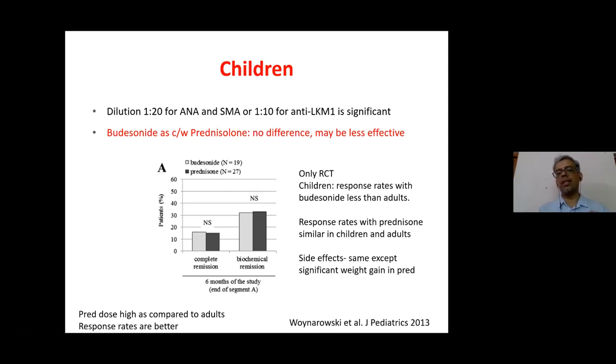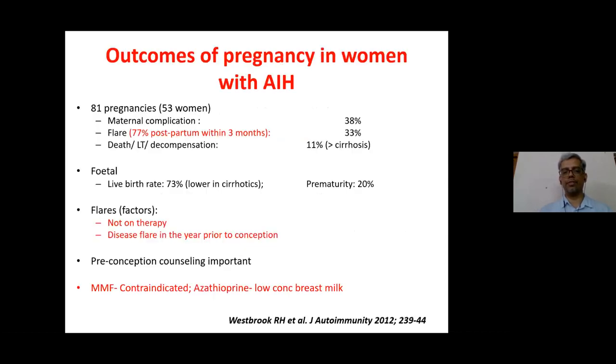Important to say, this study is of a small sample size, but this is the only randomized controlled trial which we have available. So the data so far suggests that, yes, prednisolone may be better than budesonide in children. Another important difference is the prednisolone doses in children are a little higher than those required in adults, and response rates are also better in children.